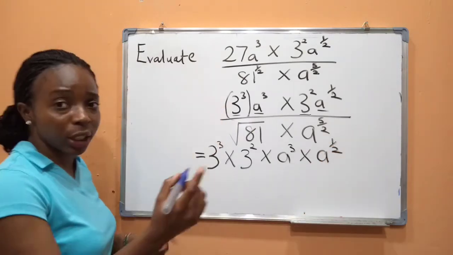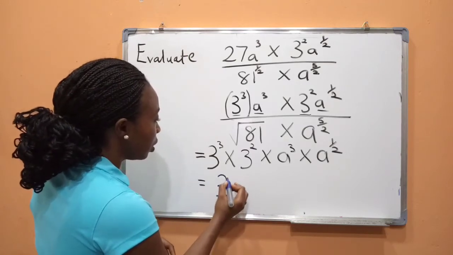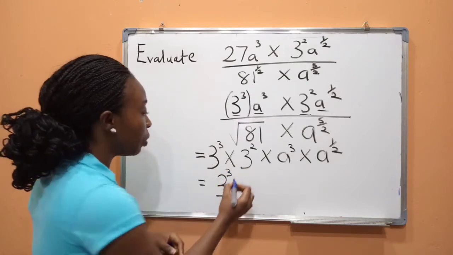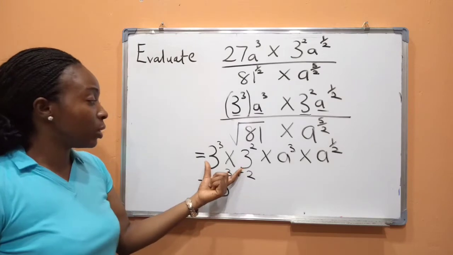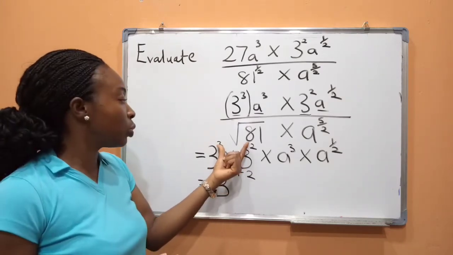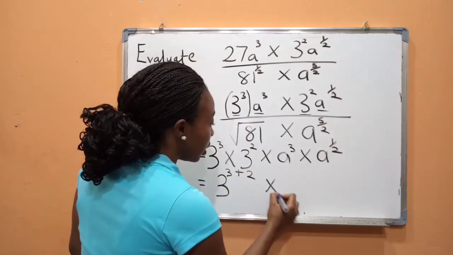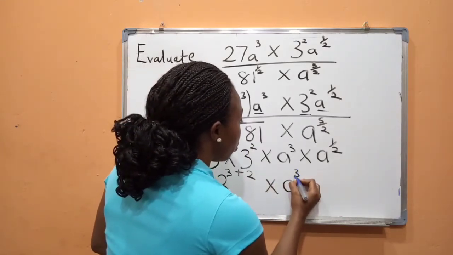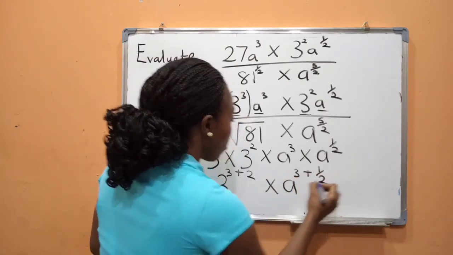Now that we have this, the next thing we do, we are going to have 3 raised to the power of 3, that's 3 cubed, plus 2. Remember, when we have the same bases, what we simply do is to add up the powers. Then we are going to have times a raised to the power of 3 plus half. We are adding up the powers.